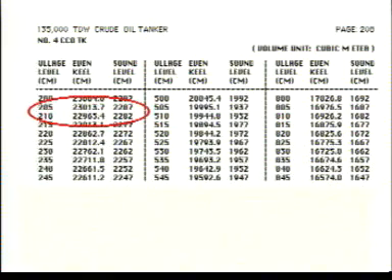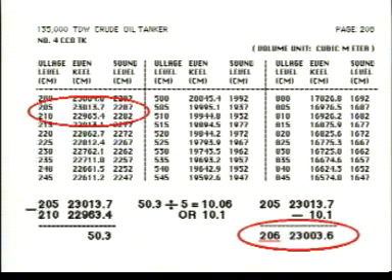At 205 centimetres, this is 23,013.7 cubic metres, and at 210 centimetres, 22,963.4 cubic metres. The difference in volumes is 50.3 cubic metres. Divide by 5, and you can see that every centimetre equals 10.06, or let's say 10.1 cubic metres.